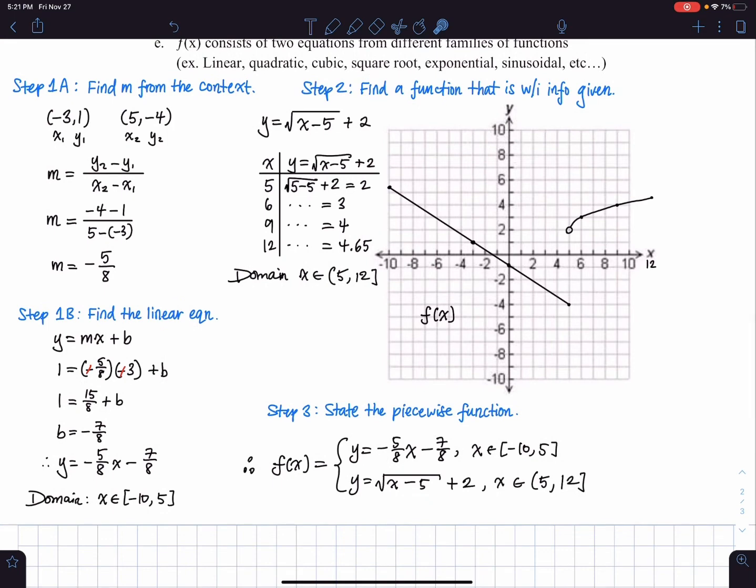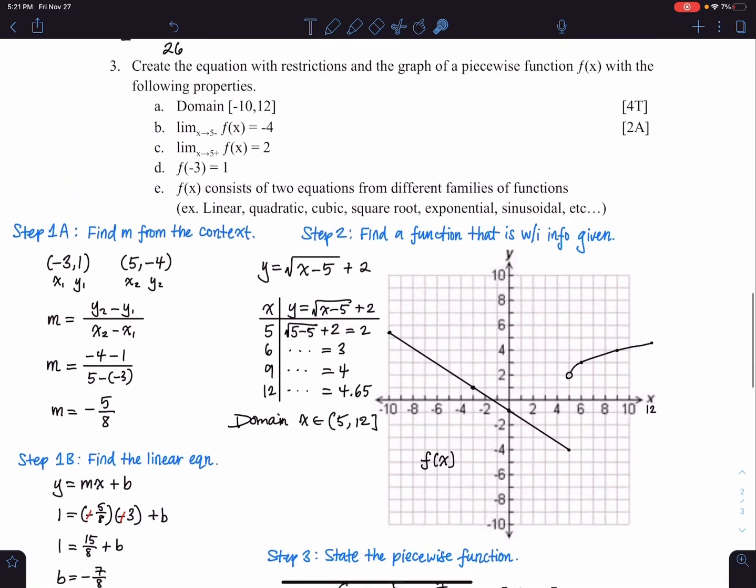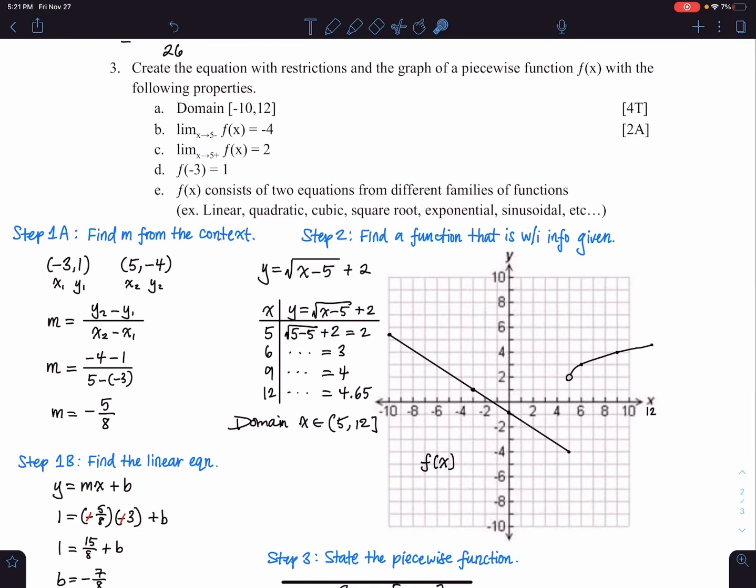So quite simply, we just use y equals mx plus b, sub in our values, solve for b, and restate the equation for our proper domain. So, step 2, we find a function that is within the info given. Since we've already used a lot of the information, we can narrow that down. We have used this, we have used that part, the minus 10 to 5. We have used this part, and this is irrelevant. This is just to pick 2.